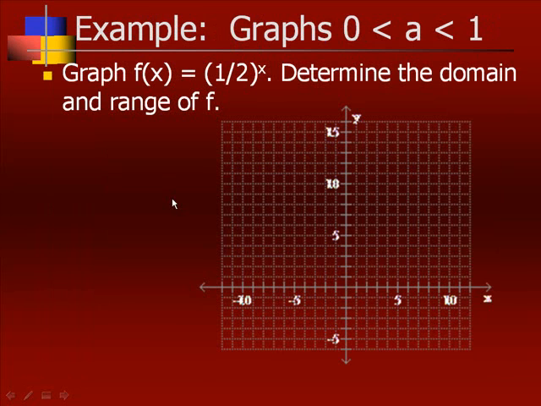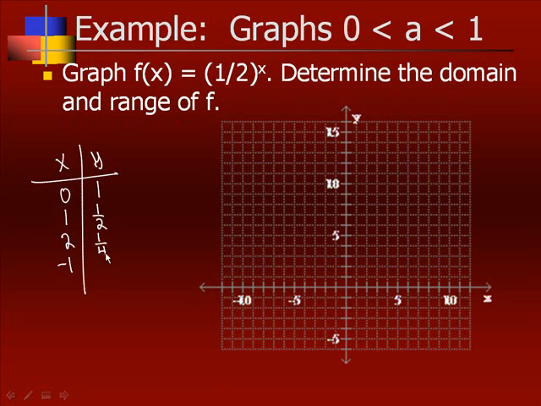Do an example. To graph f of x equals 1/2 to the x, determine the domain and range of f. Well, let's plug in our points again. If x is 0, we get 1/2 to the 0. Anything to the 0 is 1. If x is 1, we get 1/2 to the 1, which is 1/2. If x is 2, we get 1/2 squared, which is 1/2 times 1/2, which is 1/4. If x is -1, we get 1/2 to the -1, which means reciprocal, which means 2.